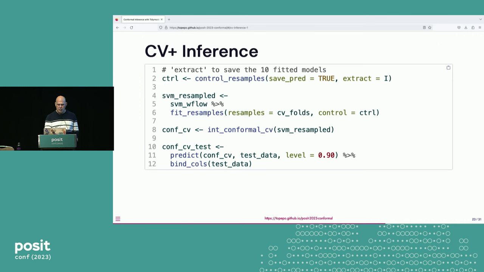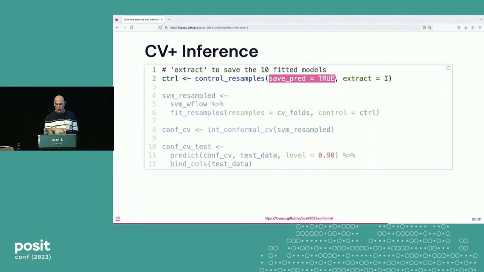How that works is a little different than what you would normally do with resampling. In your control object, you have to save the out-of-sample predictions. That's not very exotic. But the other thing is, if you're doing tenfold cross-validation, you need to save the 10 fitted models that you generated during cross-validation. The easiest way to do that is there's an argument called extract, and you just give it the identity function, which just returns itself. Then you use the fit_resamples function like you normally would. And then the int_conformal_cv function just processes all that data, the same as last time, to generate the intervals.